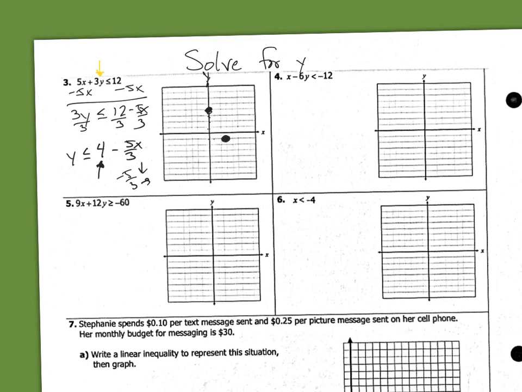Now you look at your symbol. Symbol has a line under it, so it's a solid line. Symbol is less than, so we're going to shade below the line. Now something else that works well is if you have a highlighter. Sometimes it's a little bit easier to shade. You don't have to use a highlighter. I'm trying to be fancy.